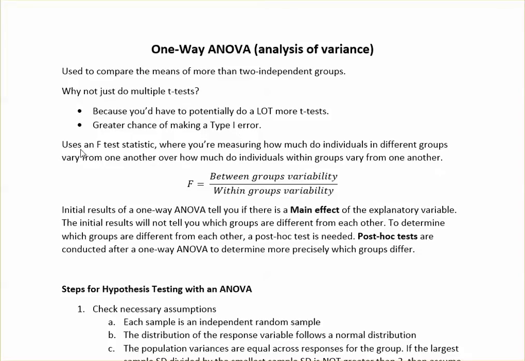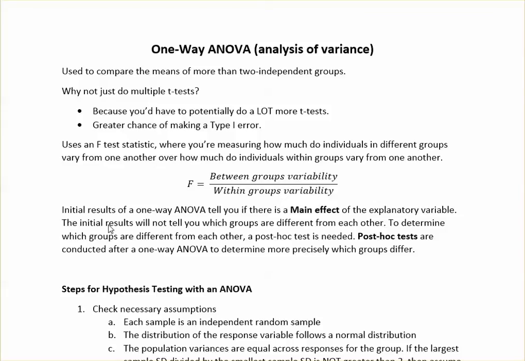An ANOVA uses an F statistic, where you're measuring how much individuals in the different groups vary from one another over how much individuals within groups vary from one another. So F is basically the between group variability over the within group variability.